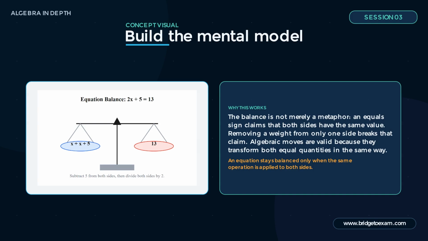The balance is not merely a metaphor. An equal sign claims that both sides have the same value. Removing a weight from only one side breaks that claim. Algebraic moves are valid because they transform both equal quantities in the same way. Use this first move. Simplify each side separately by distributing and combining like terms. Then, move variable terms to one side and constants to the other.